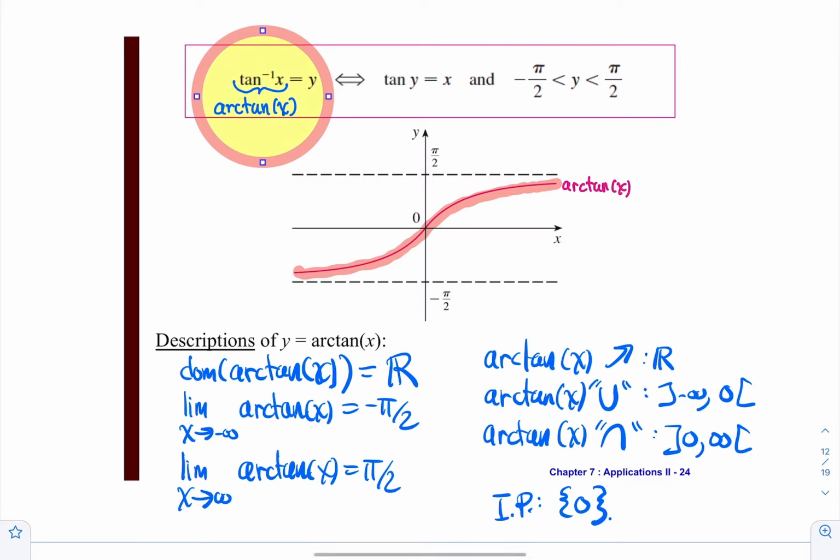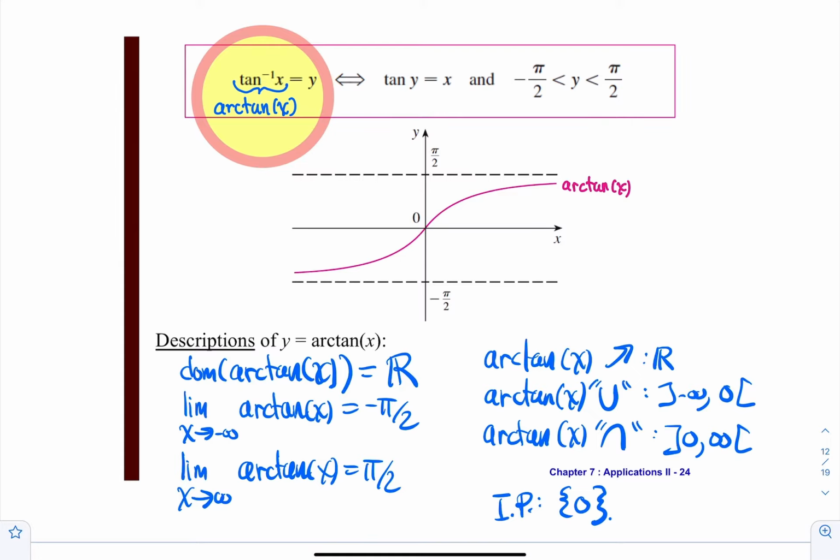Of course, when you look at this curve, now we can describe it. We see that it's defined everywhere, so its domain is R. This function is always increasing over its domain. It's concave up from -infinity to 0, and then it's concave down from 0 to infinity, which means that we have an inflection point at 0.